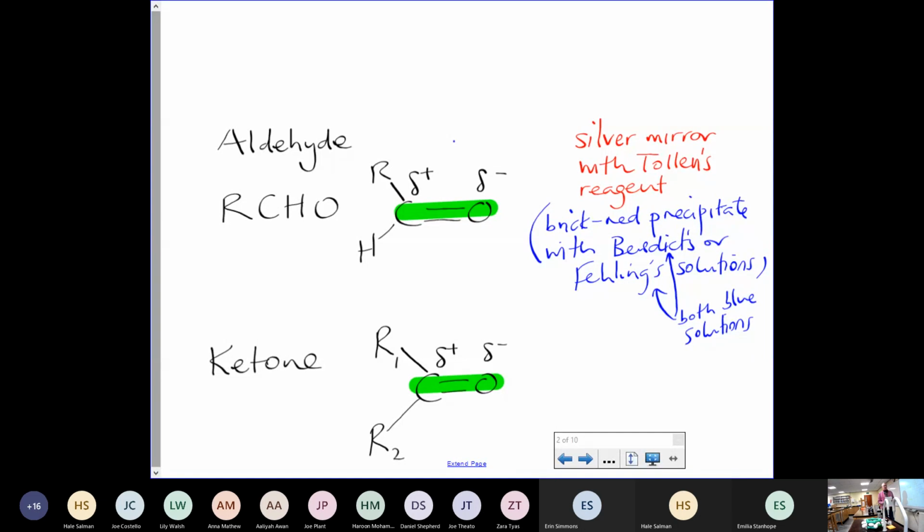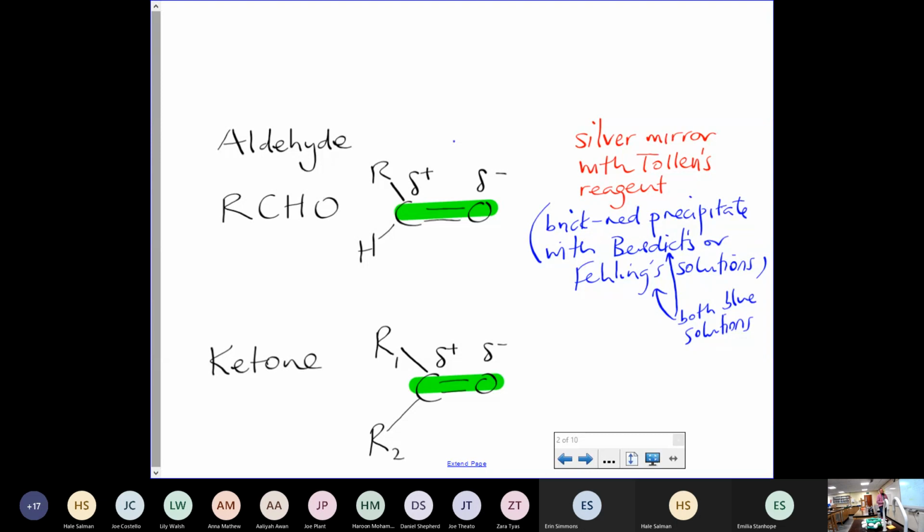Now those two R groups, which I've labelled as R1 and R2, can be the same as each other, which you'd see in propanone, where R1 and R2 would both be methyl groups, or they can be different. So for instance, in butanone, where R1 would be methyl and R2 would be ethyl.